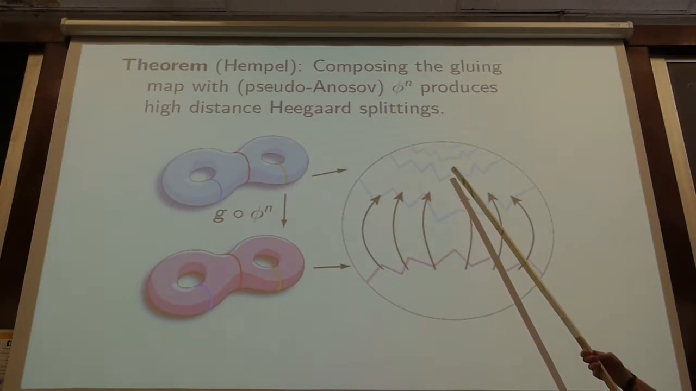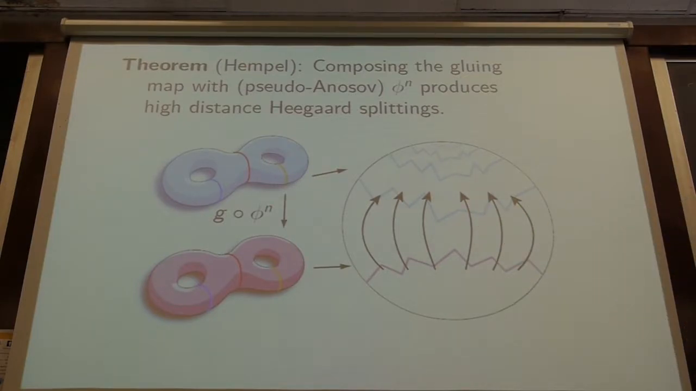So it actually pushes the handlebody away. It pushes the blue handlebody away from the pink handlebody in the curve complex, and so we can make this distance as high as we want. So in this way, for each n, we get a new three-manifold with a new Heegaard splitting, and the distances of these will be arbitrarily high. So the distance does actually mean something, in the sense that it's not always 2 or something like that.